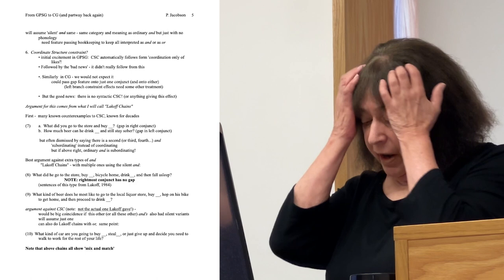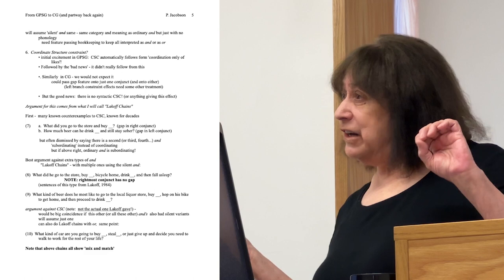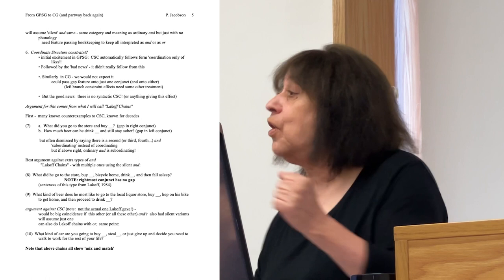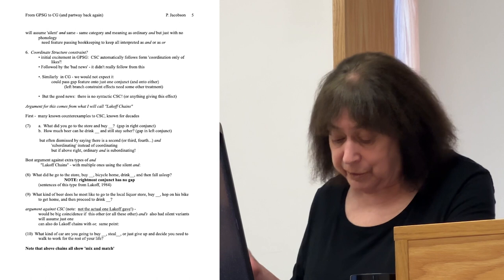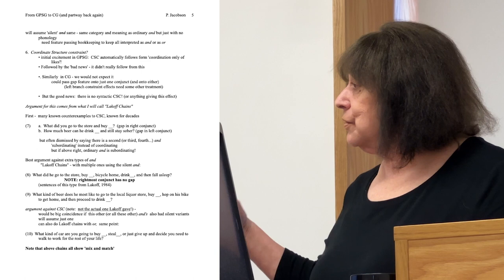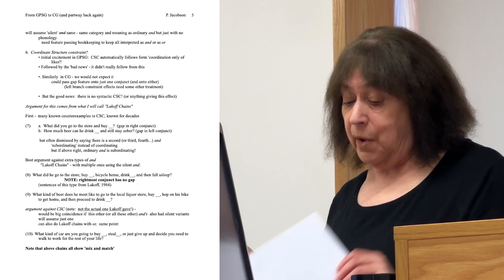And the argument that I think Lakoff should have made is that if there were really a different "and" for coordinate structure constraint effects, violations, there would also happen to be a silent version of that. And that's just a giant coincidence. Why should this new "and" also have a silent version? You could see it with "or" and "and" both. What kind of car are you gonna buy, steal, or just give up and decide you need to walk to work for the rest of your life? So you get it with "or" and you get it with "and". But if we had all these different ands to give rise to coordinate structure constraint effects, it would be kind of an accident that those also have these silent versions. So I assume it's the same "and", okay?